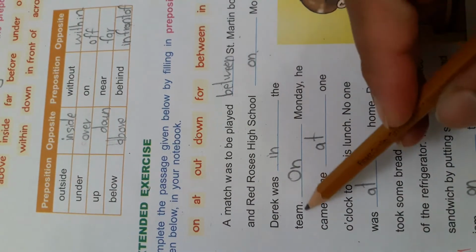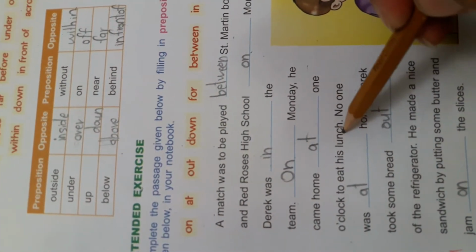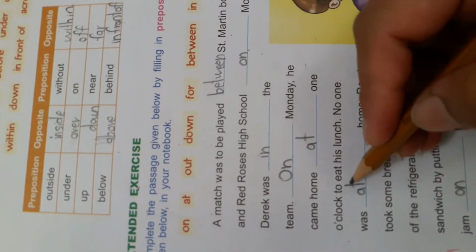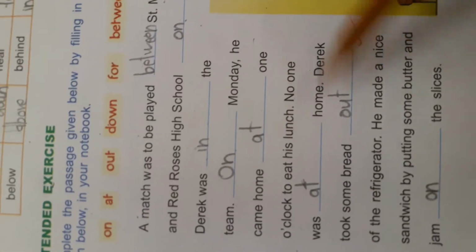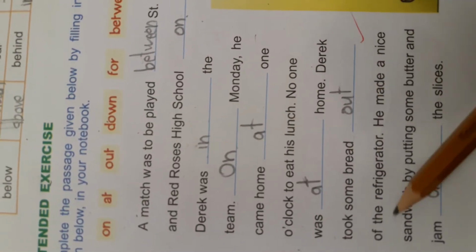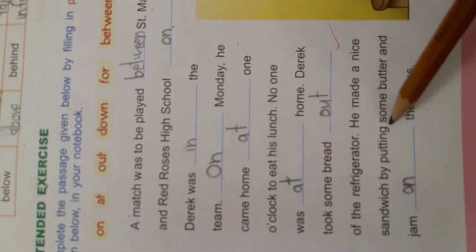On Monday, Derek was in the team. On Monday he came home at 1 o'clock to eat his lunch. No one was at home. We use "at" for time or place. Derek took some bread out of the refrigerator. He made a nice sandwich by putting some butter and jam on the slices.